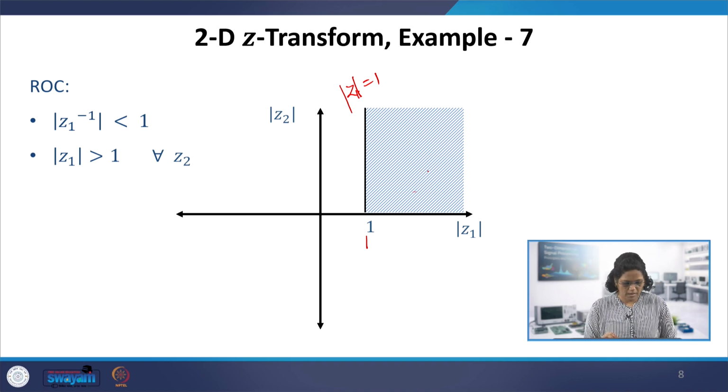So for this example, that sequence of horizontal impulse, which has only right sided or the n1 components, n2 equal to 0, n1 varying from 0 to infinity, has the region of convergence as z1 greater than 1.